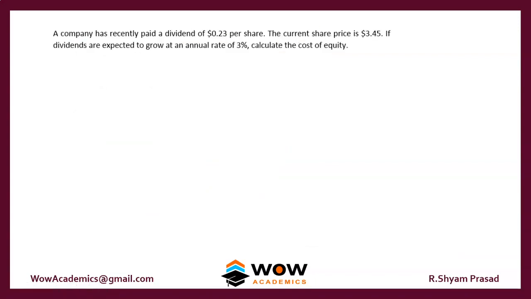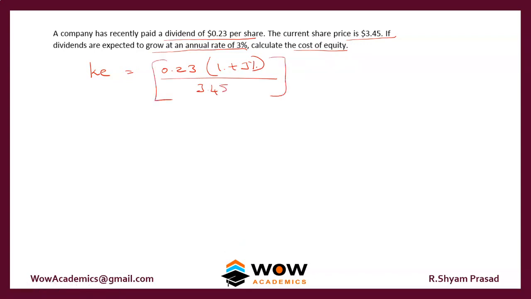The company has recently paid a dividend of 0.23 per share. The current price is 3.45, and if dividends are expected to grow at an annual rate of 3%, what is the KE? It's similar to the previous problem we did. So 0.23 is the dividend per share, the growth rate of dividend is 3%, divided by 3.45, that's the share price. The whole of this is added with the 3%.